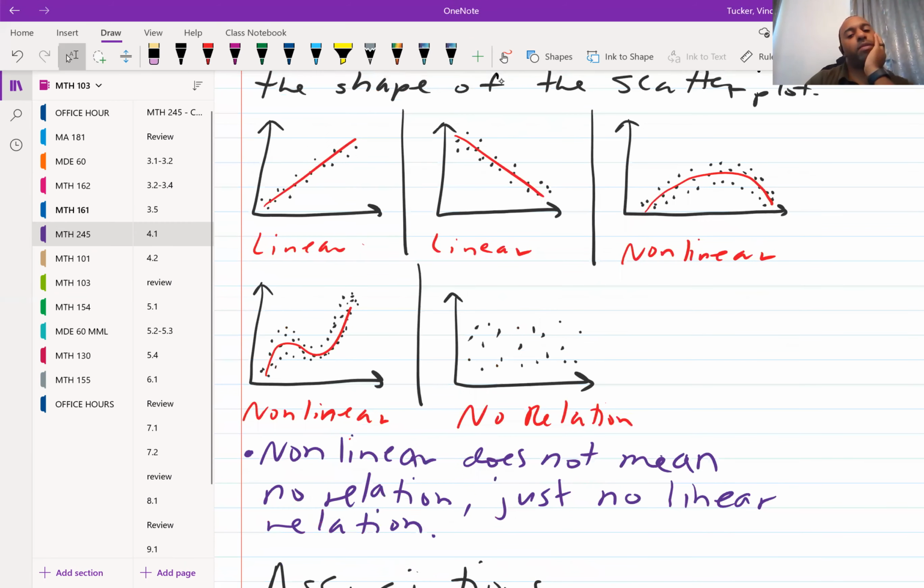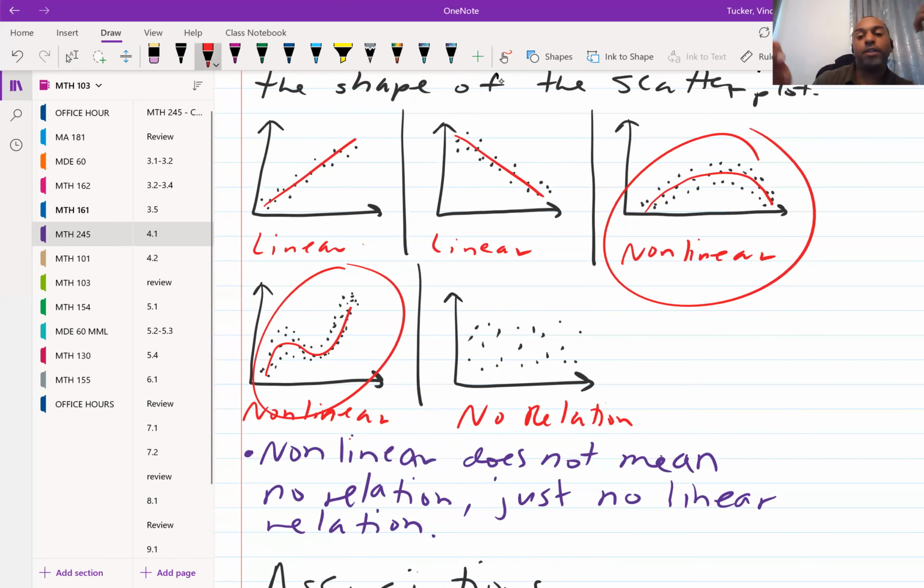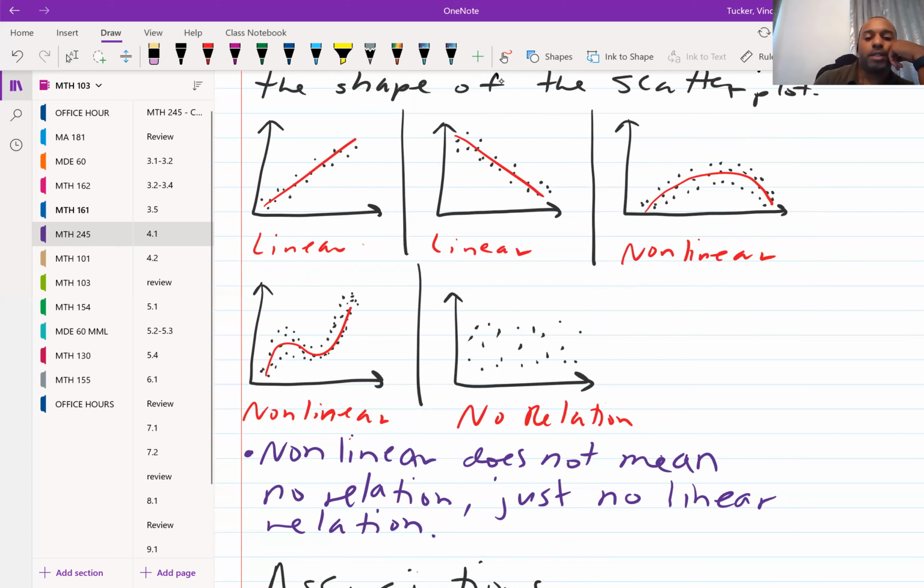So that last statement: nonlinear does not mean no relation, it just means no linear relation. If we look at the two middle diagrams, the third and the fourth one, there's a relationship there, but they're not linear relationships. So just making sure we understand: just because you say there's not a linear relationship does not mean there's no relationship at all, just that it's not linear. We need a straight line for it to be a linear relation.